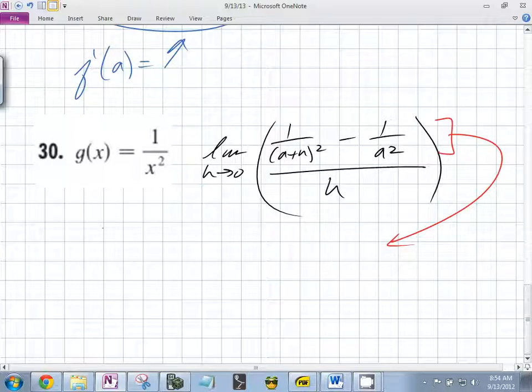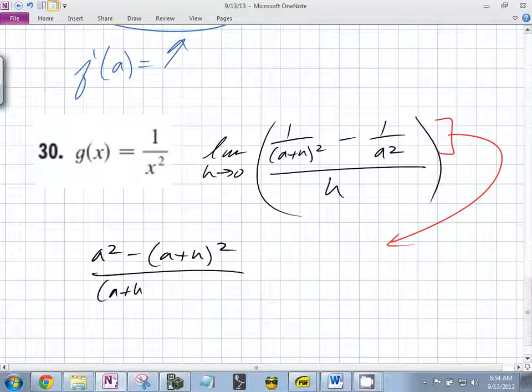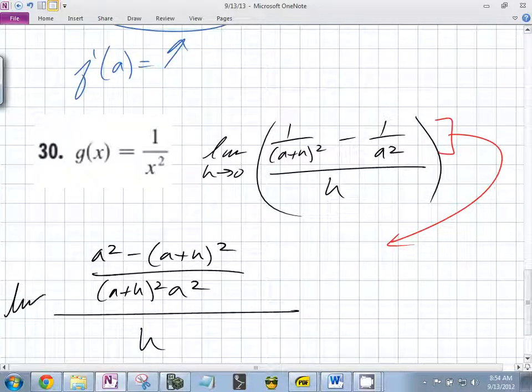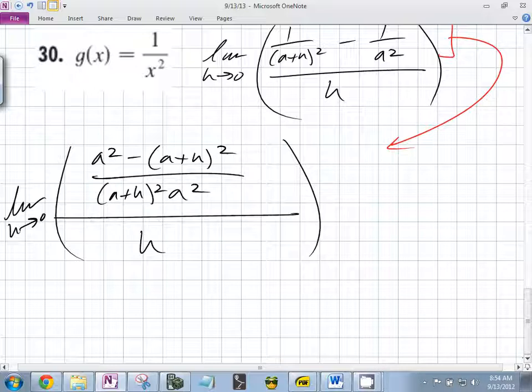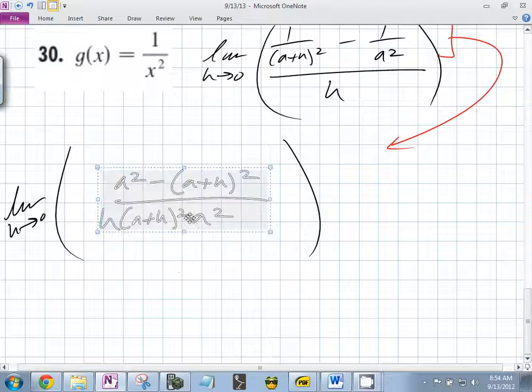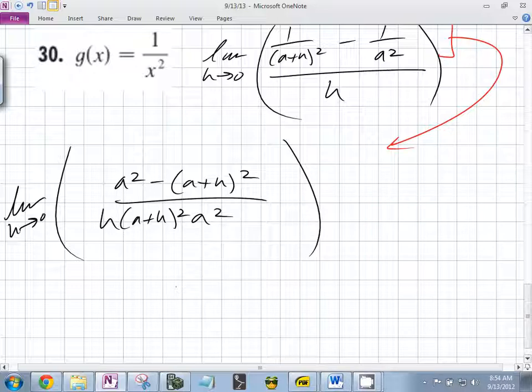okay, we have two fractions. What do we need to do? Common denominator. So you end up with a squared minus a plus h squared, all over a plus h squared times a squared, all over h. All I did was add fractions right there. That's all I did. What do I have to do now? Well, I can take away this h and just put it where? Right there. Is everybody okay with that? I've just done a few pieces of simplification all in one step. Yay.